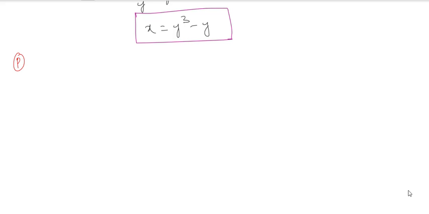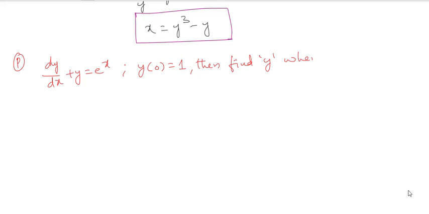I'll give you the homework. dy by dx plus y is equivalent to e to the power of x. y of 0 is equal to 1. Then find y when x is equivalent to 1. This is the question. Take it as a homework. Try to solve it. If you are not getting it, you just ask me. I will give you the clarity.